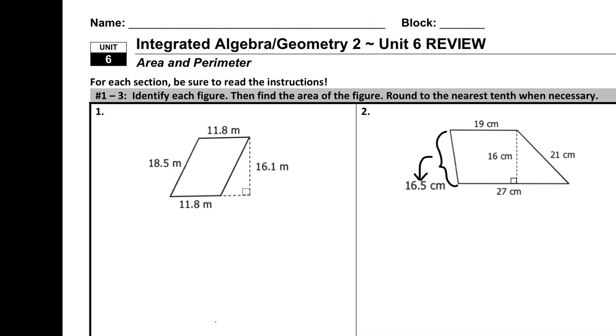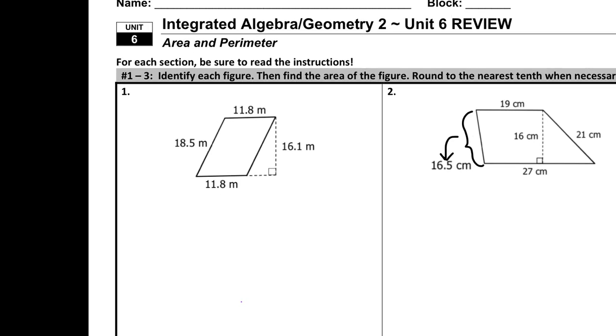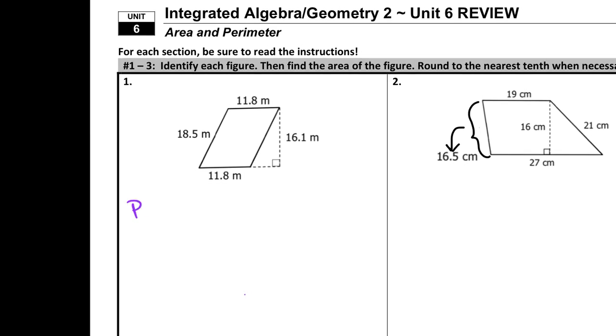Okay, this video is to help you get started on any review questions that you might need help with. Okay, when we look at number one, this is a parallelogram.